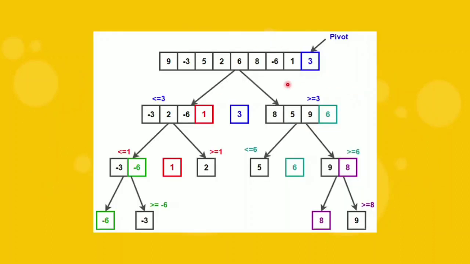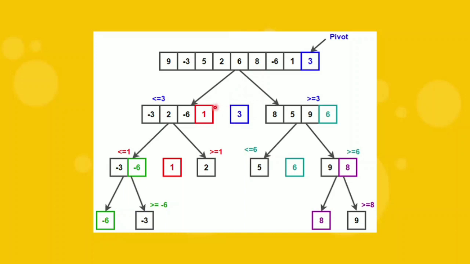In this example, we have chosen our pivot element to be 3. Now what we will do is place all the elements smaller than 3 on the left hand side and all the elements greater than 3 on the right hand side. With this, we will have the correct position of 3 in the array.